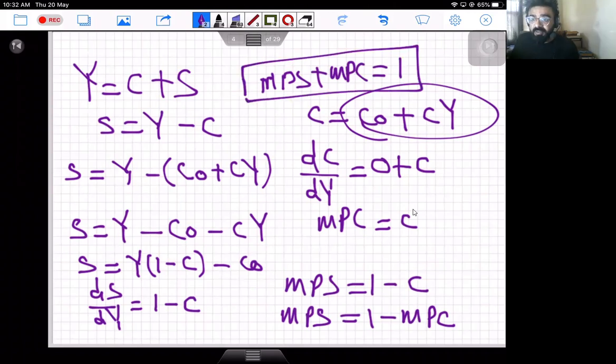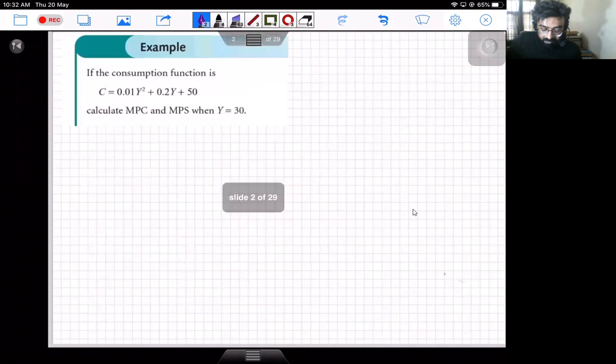Basically, what is marginal propensity to save? As I've told earlier, it is the rise in the fraction of income which is attributed towards saving, and MPC refers to the concept that the rise in the fraction of income which is attributed towards consumption. Now let's have a look at this example.